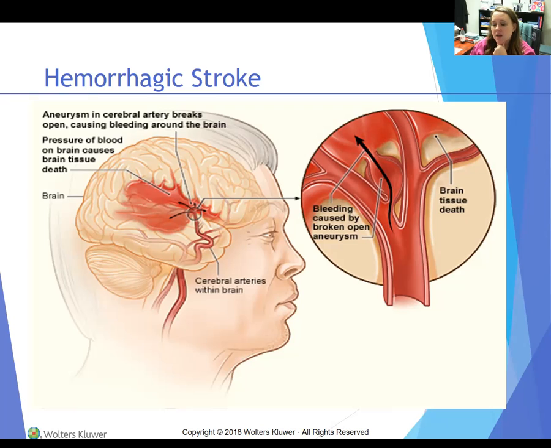And then with any kind of brain injury there is a risk for seizures, but especially with hemorrhagic stroke. So seizure precautions, and then we want to monitor electrolytes. All these brain injuries are at risk for electrolyte imbalances, specifically hyponatremia. And we'll talk a little bit about that in the next chapter.